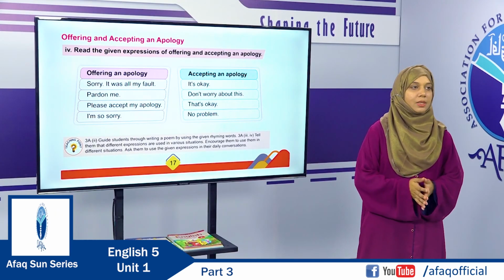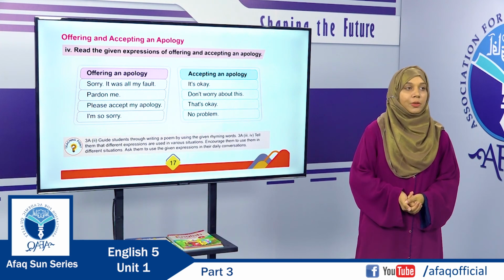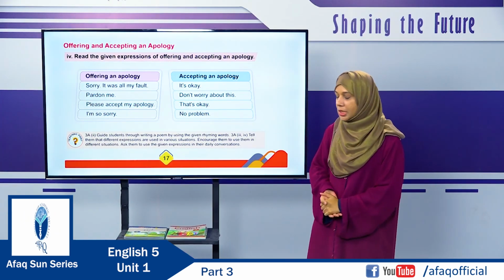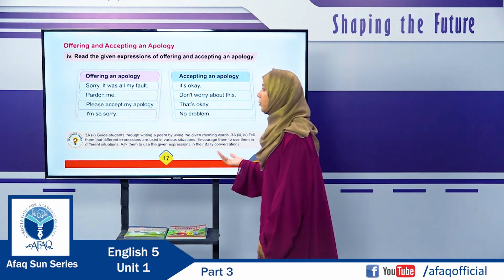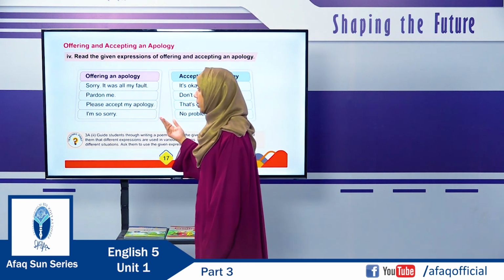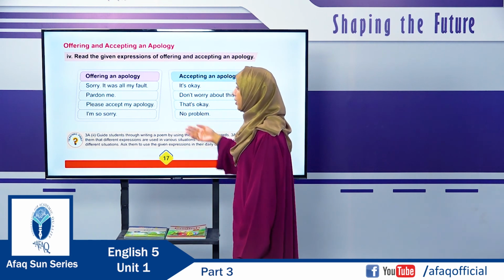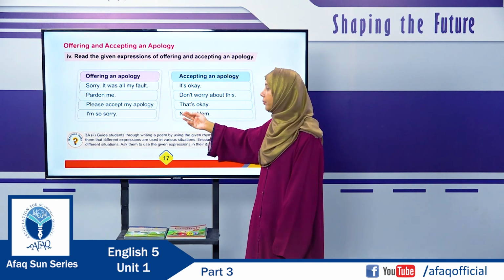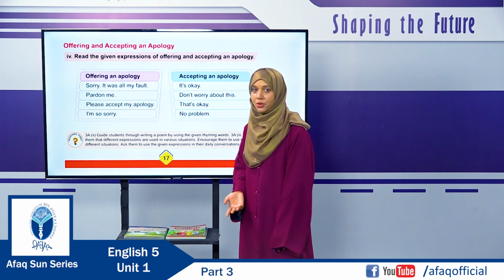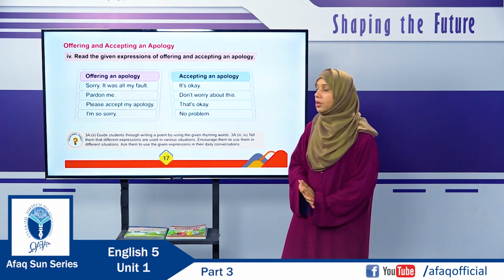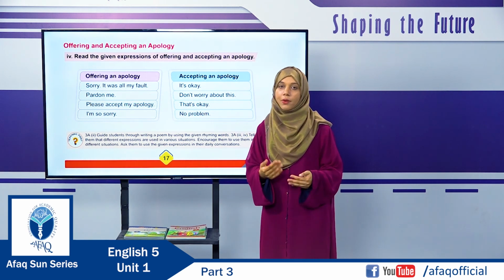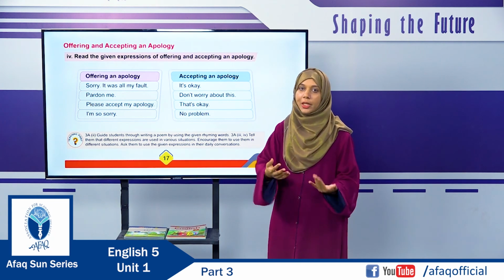In the same way, sometimes we make a mistake and we have to offer apology for it. So there are 4 different ways in which you can offer an apology. You can say, sorry, it was all my fault. Or you can say, pardon me, please accept my apology, I'm sorry. So these are 4 different ways of saying sorry, of offering an apology.